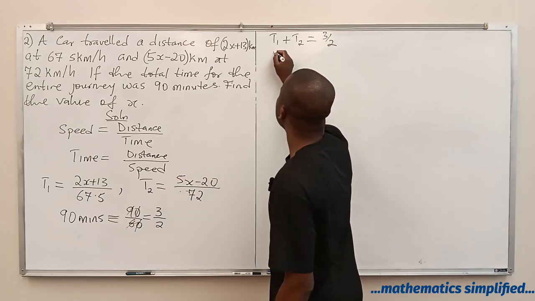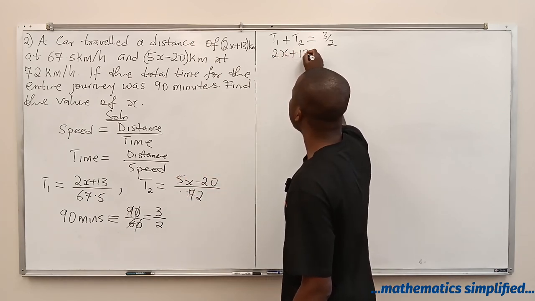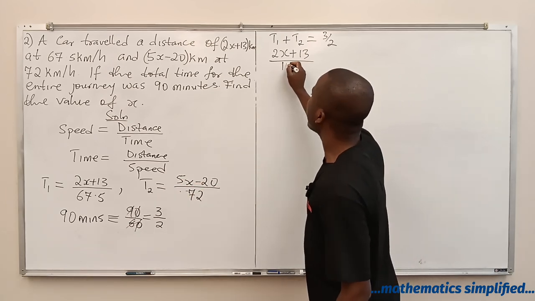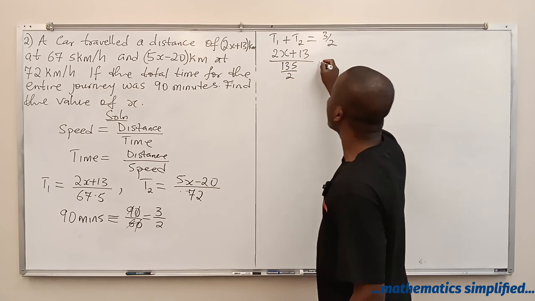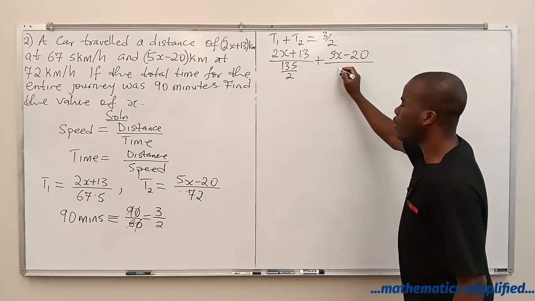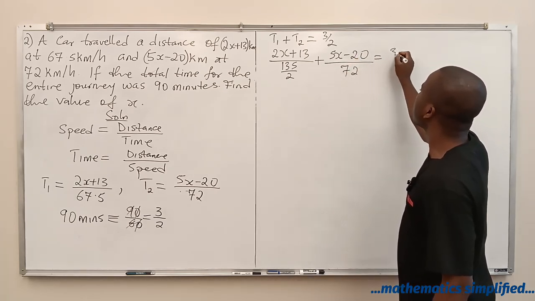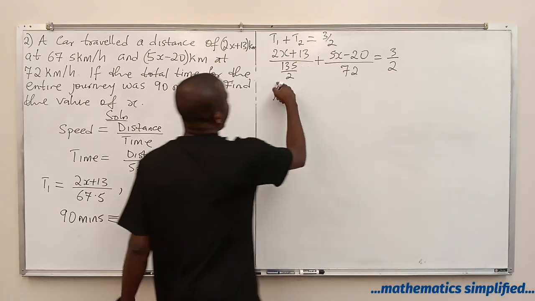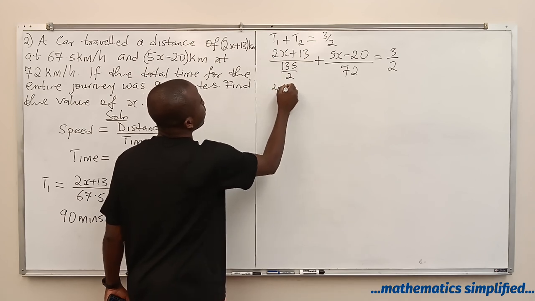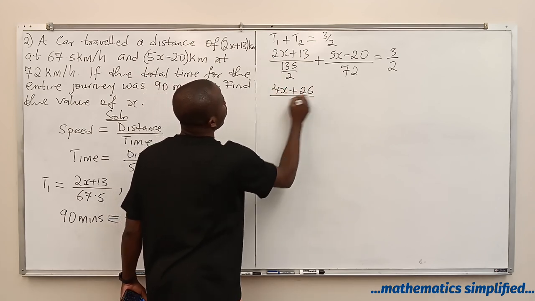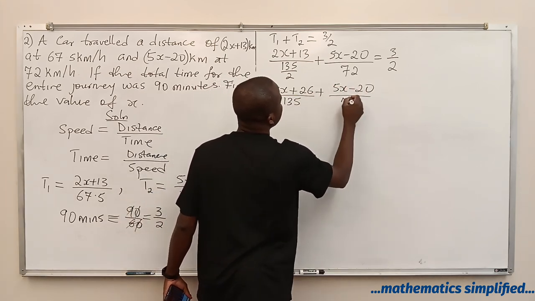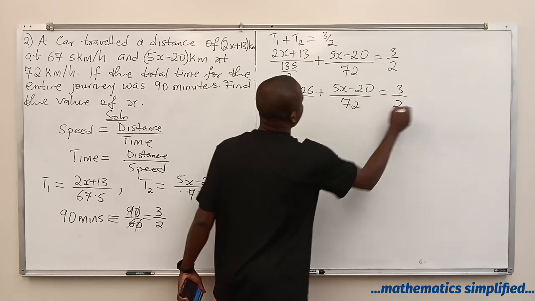What is our T1? 2x plus 13 over 67.5 is 135 over 2 plus 5x minus 20 over 72 equals 3 over 2. So I can take this 2 upward to multiply this, we have 4x plus 26 over 135 plus 5x minus 20 over 72 equals 3 over 2. Now what's the LCM?